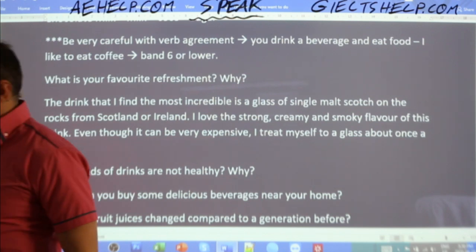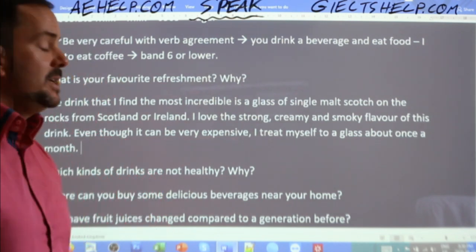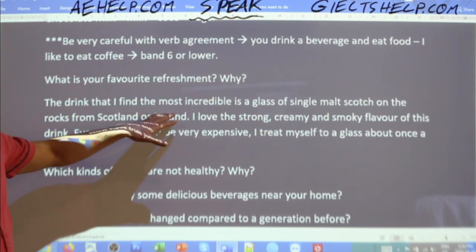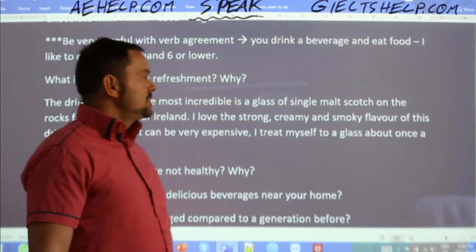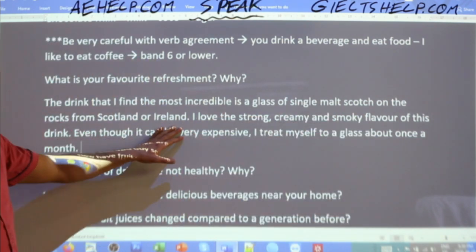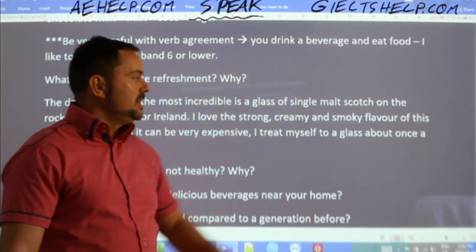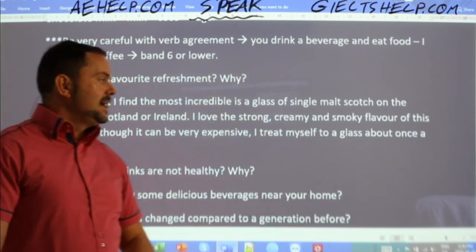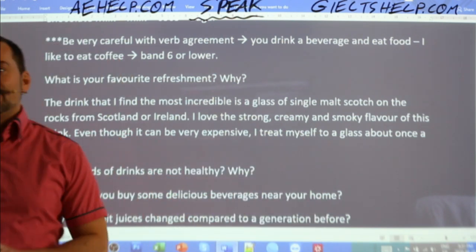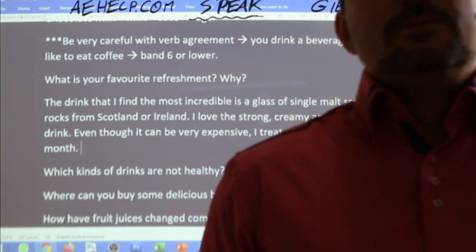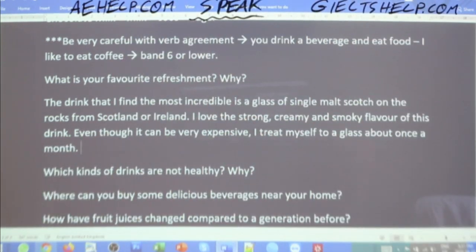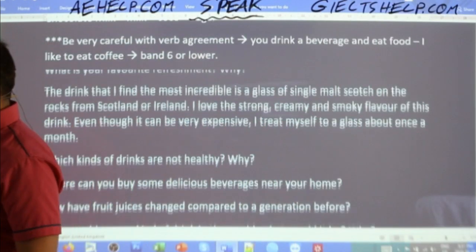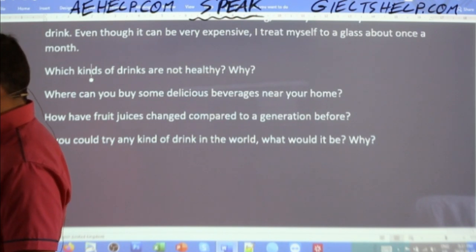All right. So, repeat after me, students. What is your favorite refreshment? Why? The drink that I find the most incredible is a glass of single malt Scotch on the rocks from Scotland or Ireland. I love the strong, creamy, and smoky flavor of this drink. Even though it can be very expensive, I treat myself to a glass about once a month. All right. So we're moving along nicely, students, and I think you're picking up a lot of important tips and hints here to get those better band scores.